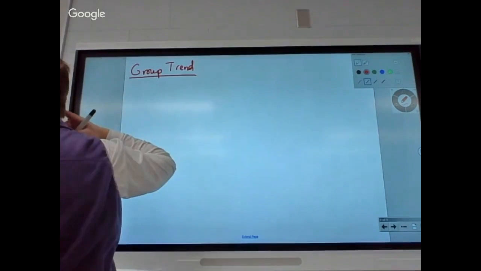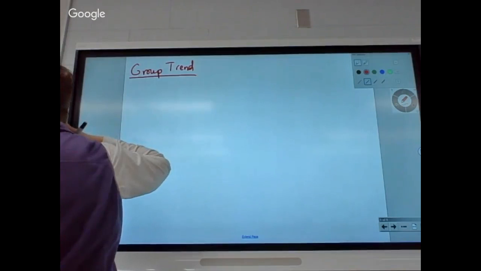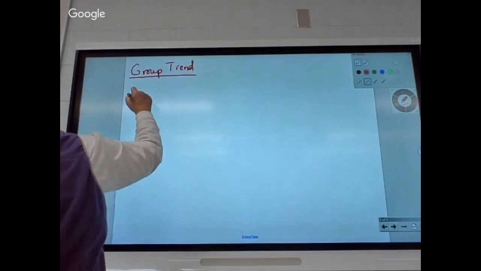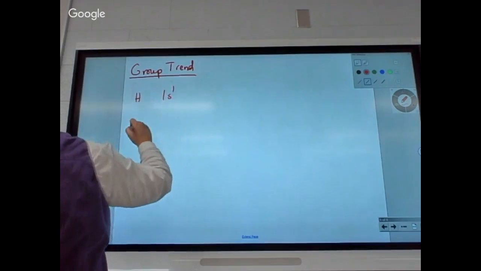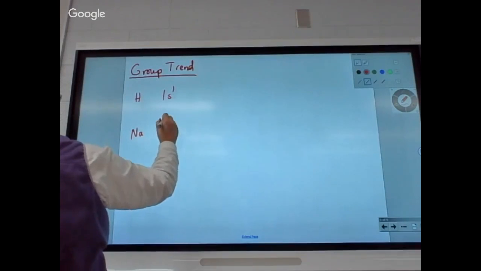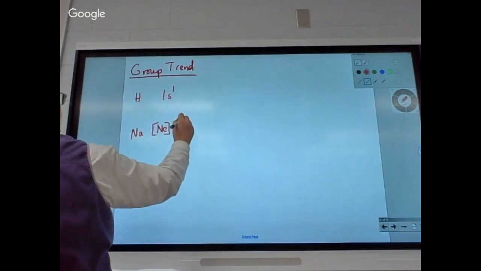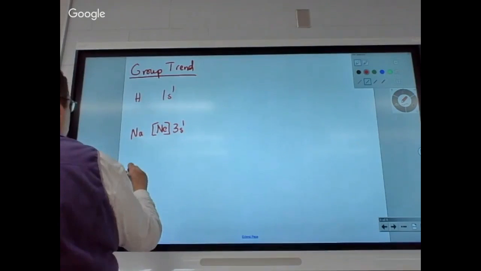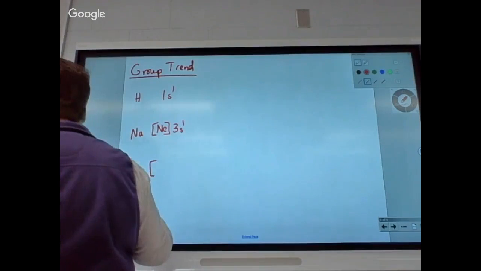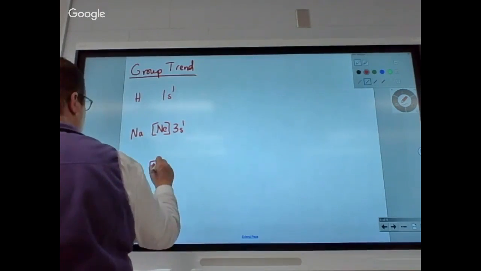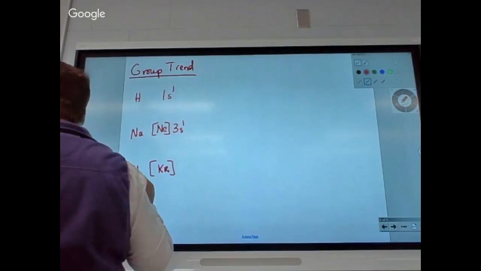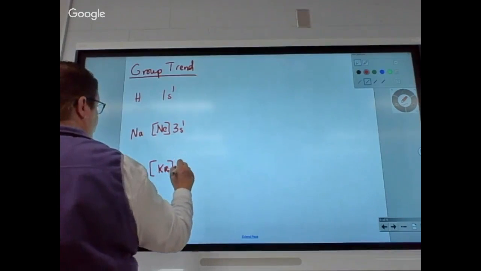I don't think we need to draw configurations. Debating. Let's do 3 of them. Let's do H, because I don't want to draw a whole bunch. Let's do sodium, and I'm going to leave a little space for a reason.